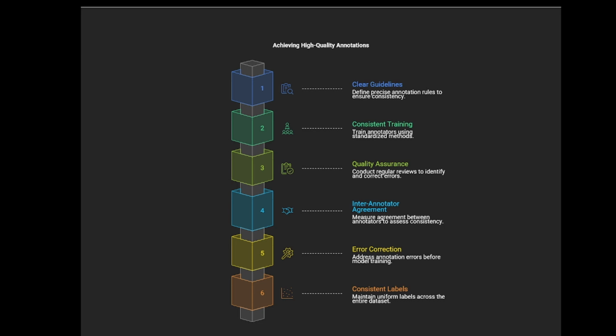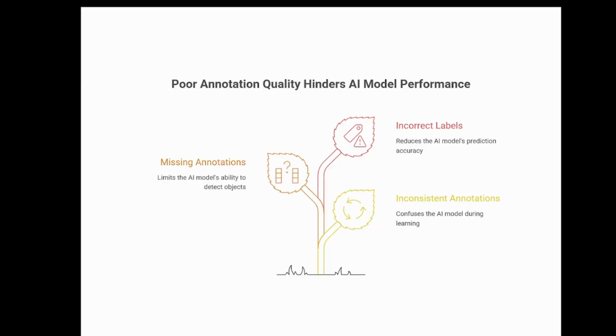Fourth one is inter-annotator agreement. Multiple annotators label the same images and their work is compared. If their annotations differ significantly, it is a sign that the guidelines need improvement. Fifth one is regular error correction. Quality teams review the annotations before training begins. And finally, quality assurance. Dedicated QA reviewers inspect the data to catch errors before they even reach the machine learning models.